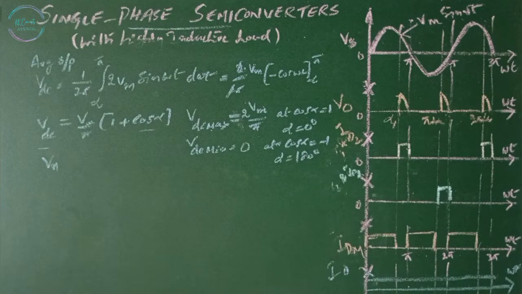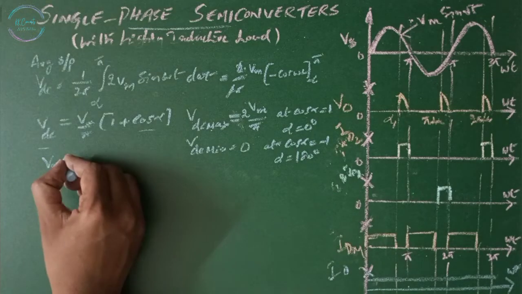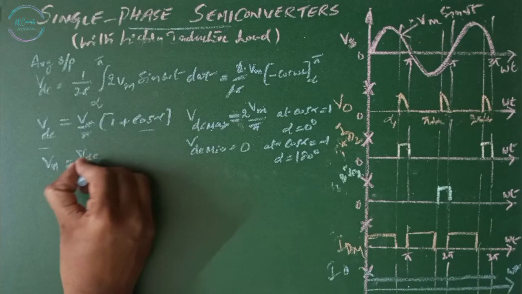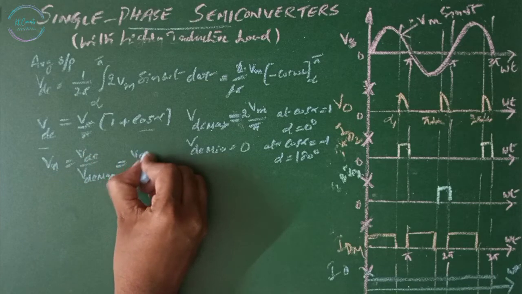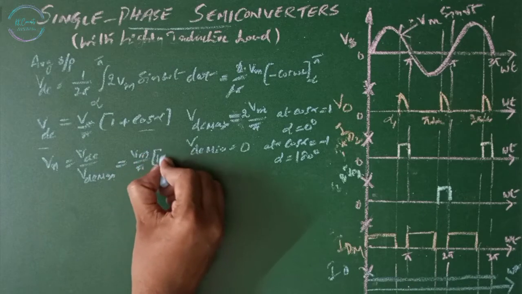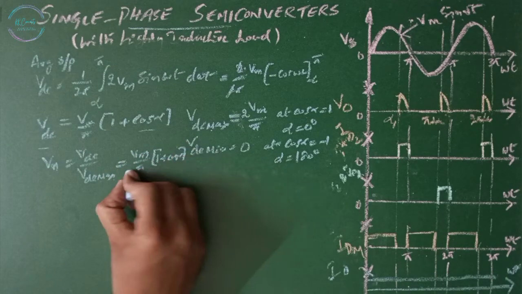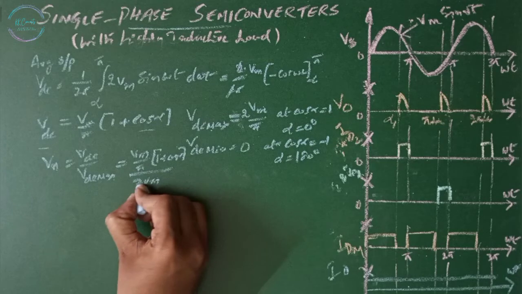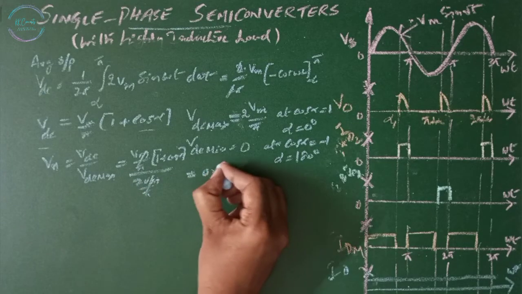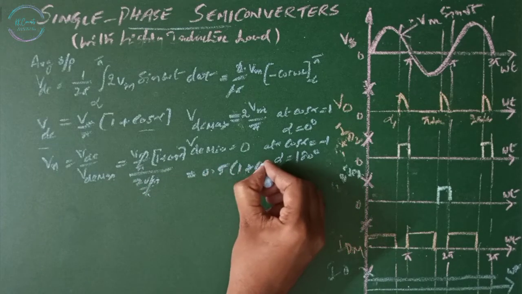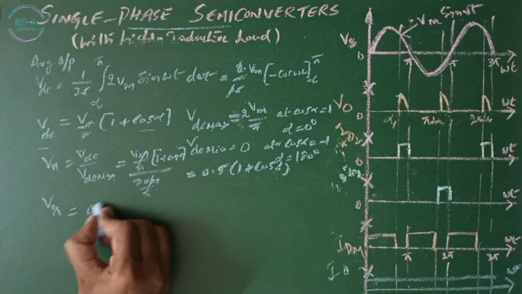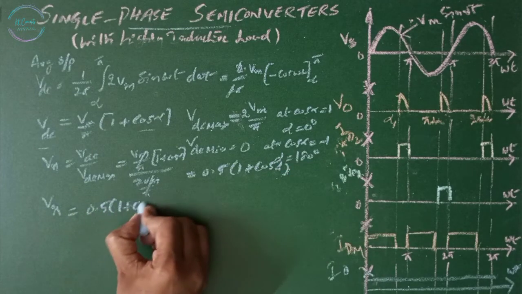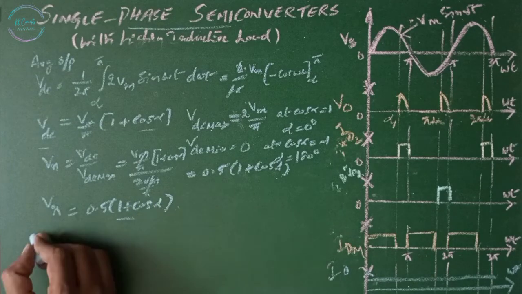A normalized average output voltage Vn is given by VDC divided by VDC max, equals Vm by pi (1 plus cos alpha) divided by 2 Vm by pi, which is 0.5 (1 plus cos alpha). Vn equals 0.5 (1 plus cos alpha).